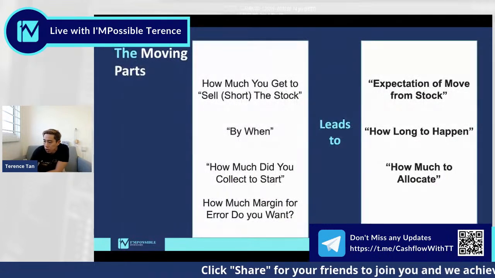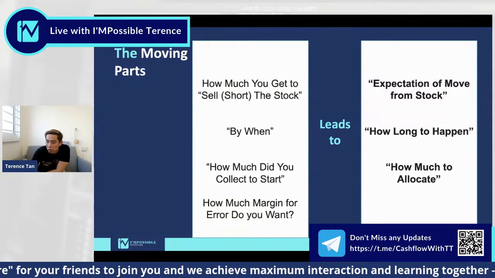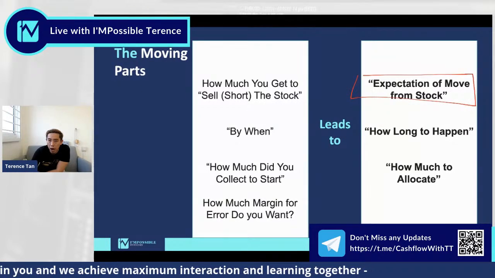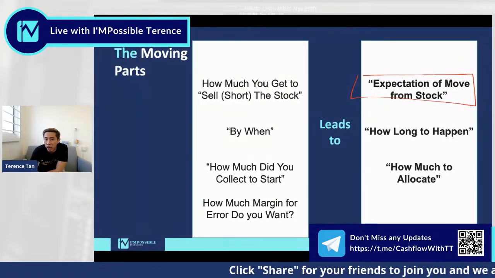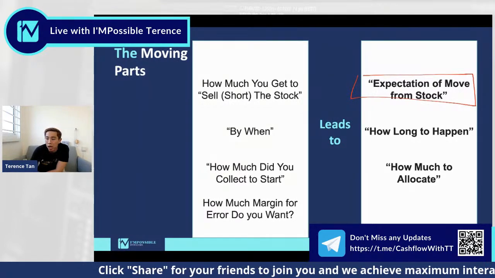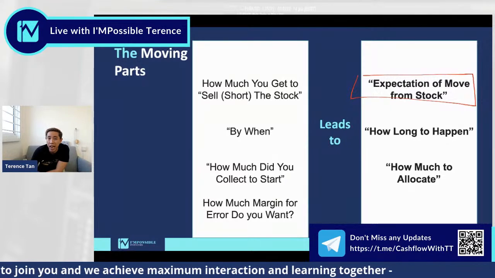Now, the pros and the cons, the moving parts. It's all down to your expectation of the move, which means you think it's going down, but just in case it goes up, is there a resistance somewhere? Is there a blockage or an obstruction somewhere? That's probably where you want to position the call strike that you're selling, or something higher than that.